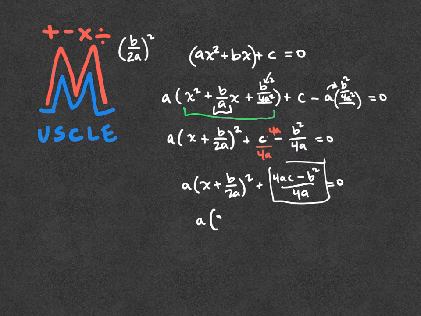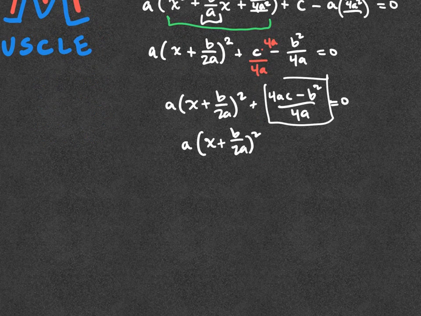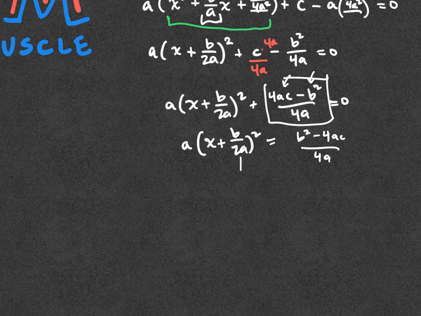So I'm going to get a times x plus b over 2a, quantity squared. And then when I subtract that over, all that happens is the signs of these two terms switch. So now b squared would be positive and 4ac would be negative, all over 4a. This is awesome. Get ready. Okay, it's starting to come together. Do you notice the axis of symmetry here? B over 2a. Well, it's going to be negative b over 2a in just a minute.